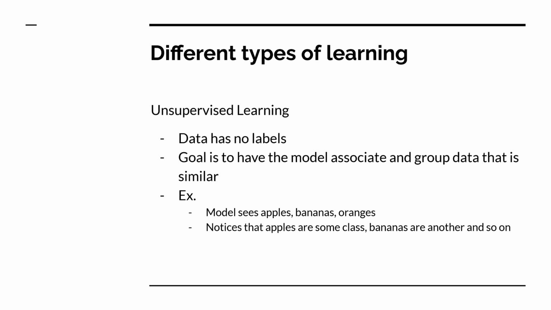It's going to give me these groups of data where it thinks that this particular group is really similar, so they probably belong together. This one belongs together, and then the other one belongs together. And in this case, pictures of apples are going to be together, pictures of bananas are going to be together, and pictures of oranges are going to be together.